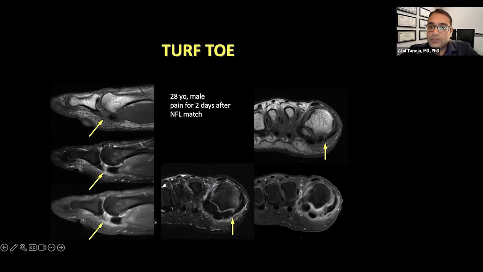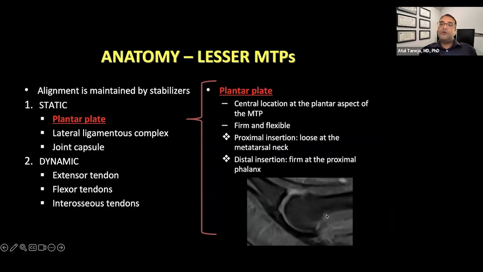A lot of edema, contrast enhancement. And also on the short axis view, we could see the sesamoid metatarsal phalangeal ligament torn. You guys can see a very easy looking defect. So this is what is called turf toe.